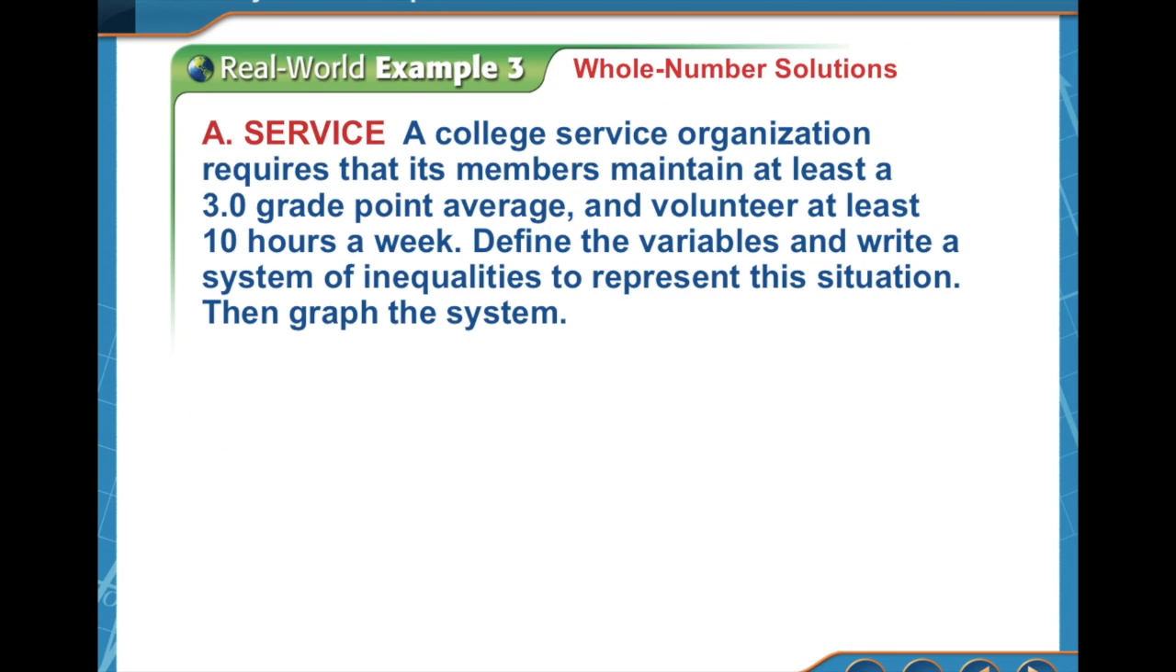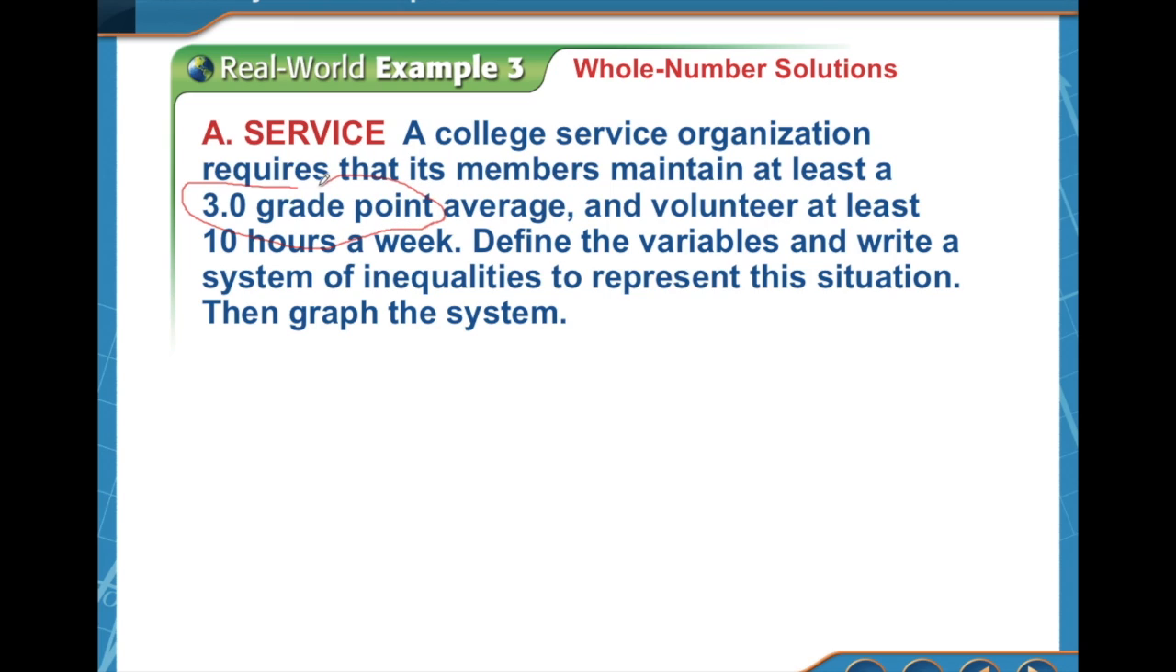All right, so here's a problem with a little bit of context for us to think about. Don't worry about the words in the paragraph. We will get to the equations shortly. I'll expect you to write the equations and have a picture. So let's look at this. So we're talking about service. A college service organization requires that its members maintain at least a 3.0 grade point average. So this is something that is rather common for organizations in high school and in college.